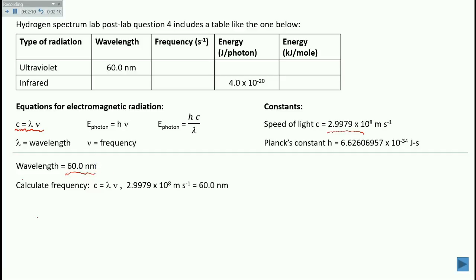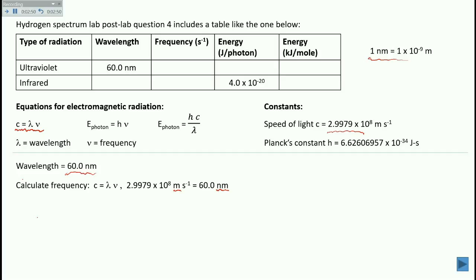And then I notice that my units for wavelength, nanometers, is not the same as my units for speed of light. So I need to convert my nanometers for the wavelength into meters. For that, we'll use the definition of a nanometer here. Nano meaning 1 times 10 to the minus 9. Now I can make two possible conversion factors from that equality. I can put meters over nanometers, or the opposite, nanometers over meters. In this particular problem, I want to cancel nanometers and keep meters.